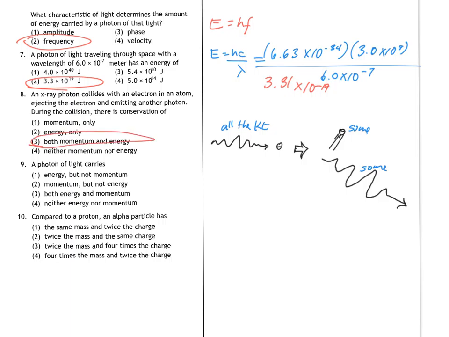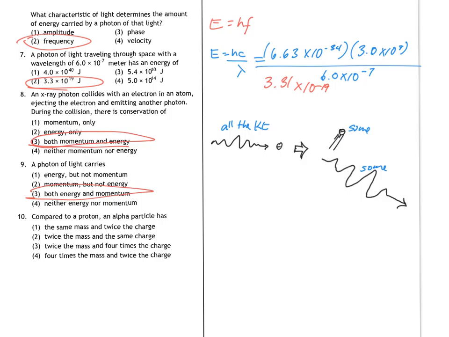So both momentum and energy are conserved. In number 9, it asks about basically the definition of a photon of light. A photon of light is like a little wave packet, but it has energy and it has momentum, but it does not have mass. So my best answer here would be 3, both energy and momentum.